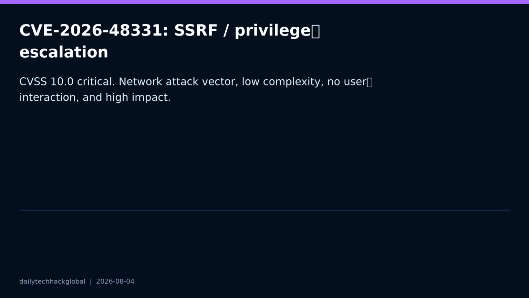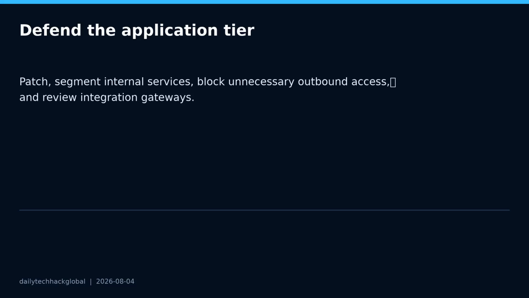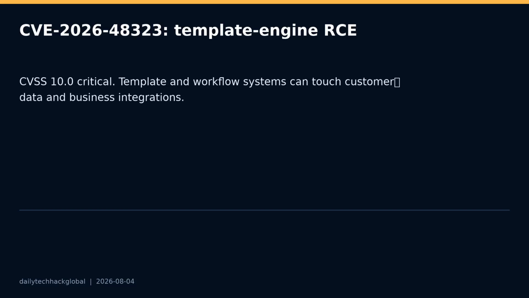CVE-2026-48331 is a 10.0 critical SSRF issue that Adobe and NVD associate with privilege escalation and high confidentiality, integrity, and availability impact. Treat internet-facing Campaign Classic endpoints, integration gateways, and admin paths as high priority until patched. Also segment the application tier away from internal management services, cloud metadata endpoints, and sensitive APIs.